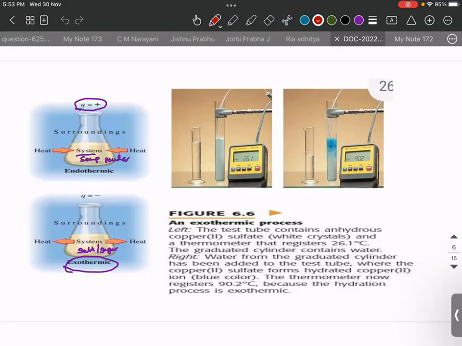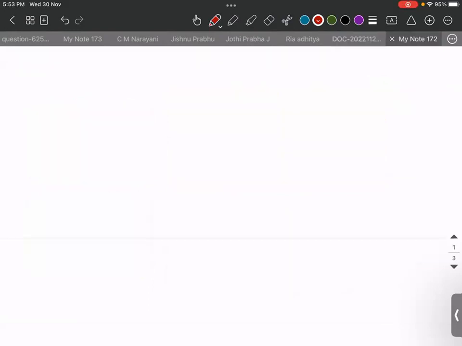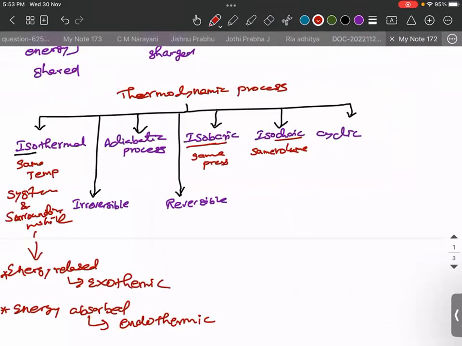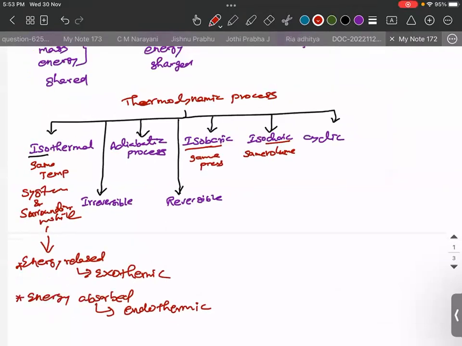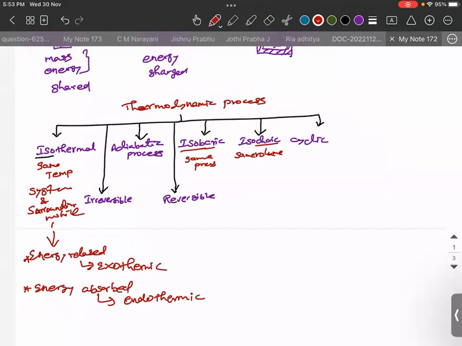Clear? So that is the reason why that is exothermic. When you are diluting your acid, it is exothermic. When you are diluting your base, it is exothermic. Suppose it is absorbing heat and feels cool, what does it tell? It is taking energy from the outside. It is not dissipating its energy to the surroundings. That is, when it absorbs heat, it is endothermic. When it releases heat, it becomes exothermic.